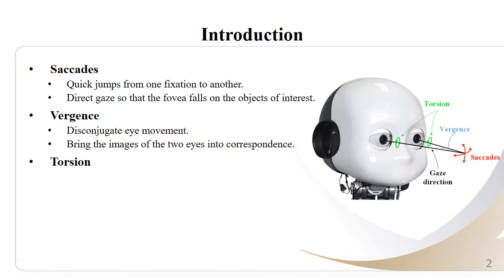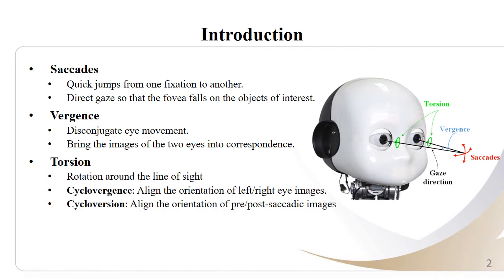The third is torsional eye movements, which rotate both eyes around their line of sight. But usually it has very small amplitude and is hard to observe. However, it's quite important to the visual system because it helps to align the orientation of the images. There are 2 types of torsional eye movements, cyclovergence and cycloversion. In this work, we focus on cyclovergence, which helps to align the orientation of the left and right eye images.